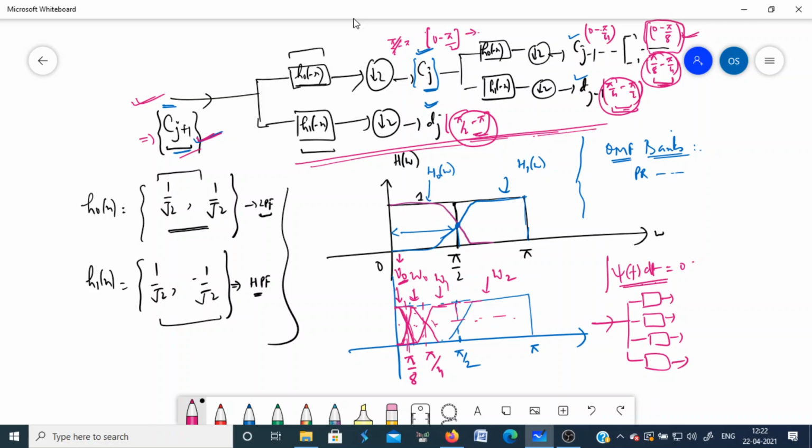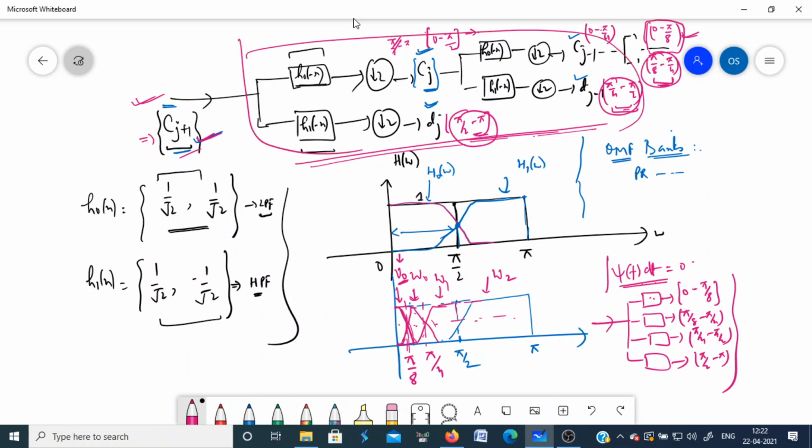So you have a signal, and you decompose this into a low pass spectrum first. One output will be 0 to pi by 8, so it is a low pass filter with this band. Another will be a band pass filter, pi by 8 to pi by 4, then pi by 4 to pi by 2, and then pi by 2 to pi. So this structure can be implemented using this also.